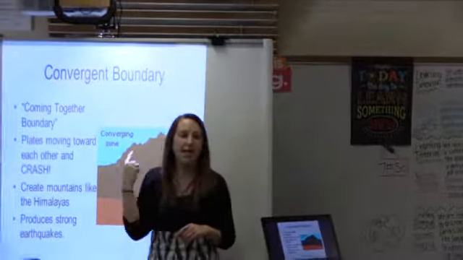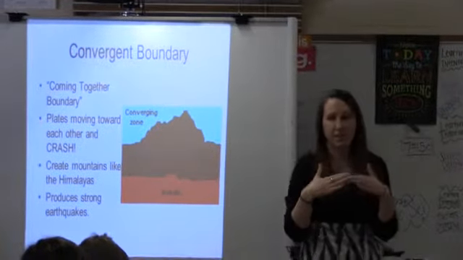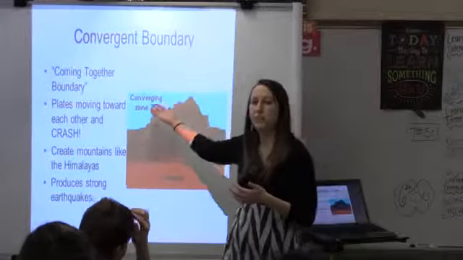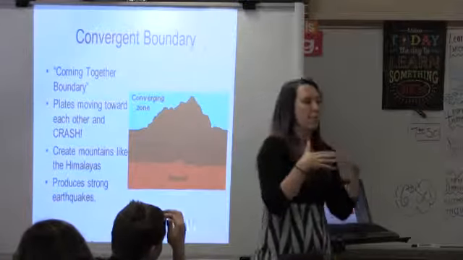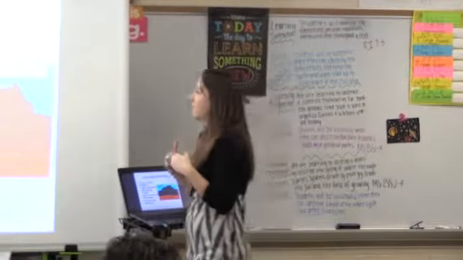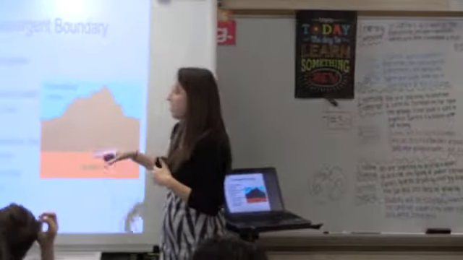If I see the C on a convergent boundary, I always remember it as colliding together. Colliding starts with a what, boys and girls? C. Convergent boundary starts with a C. So I remember convergent as coming together, or colliding. When plates move towards one another, they crash.